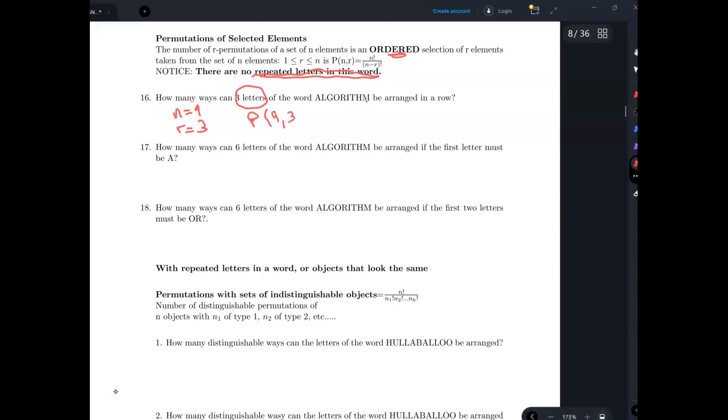So 9, choose 3. And what that turns into is 9 factorial divided by 9 minus 3 factorial. So 9 factorial over 6 factorial. You can just leave it like that.